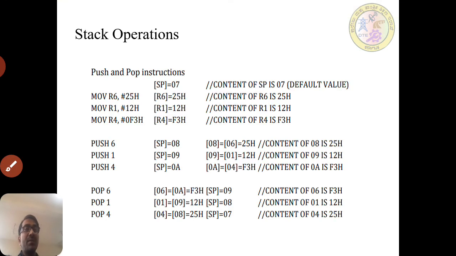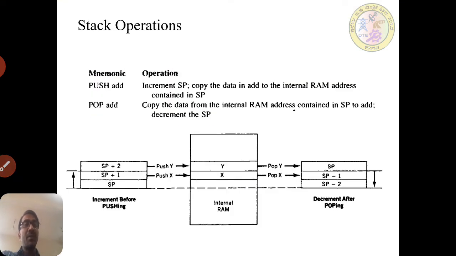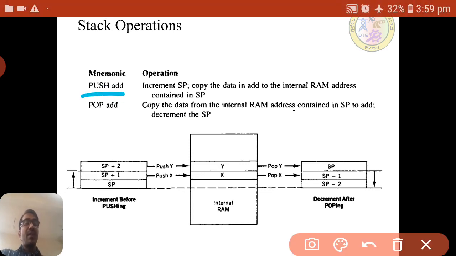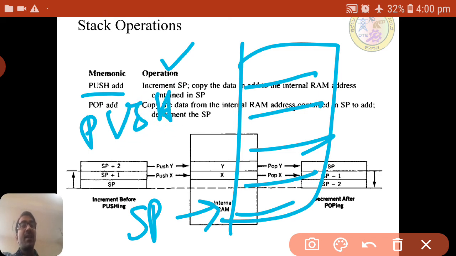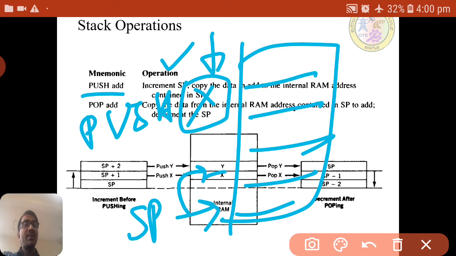This will be clearer by taking an example. What we need to remember is that push means write to the stack, and before that it will increment. Basically, if the stack pointer is pointing here and you use push X, SP will be incremented by 1 and will point here, and whatever value is stored at address X will be written to where SP is pointing.